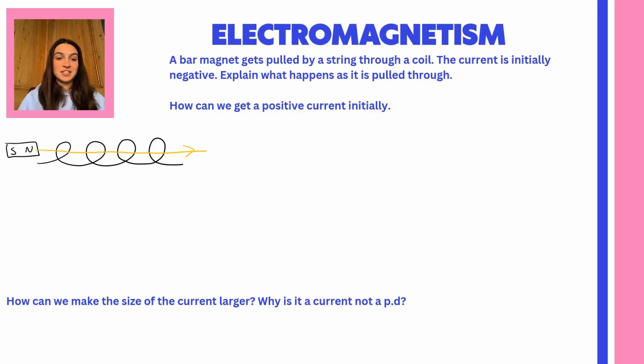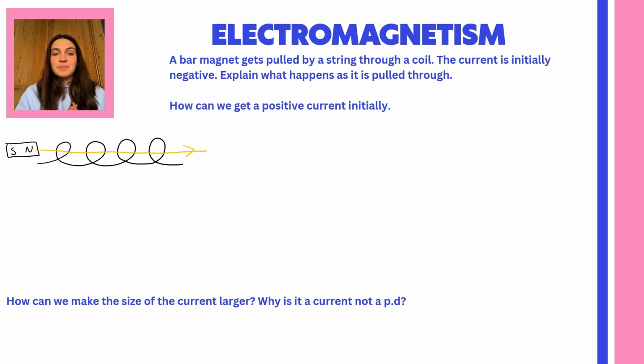Okay, so this first question is a bar magnet gets pulled by a string through a coil. The current is initially negative. Explain what happens as it is pulled through and how could we get a positive current initially. So maybe it's worth mentioning first why you would get a current in the first place. So it says initially we get a negative current.